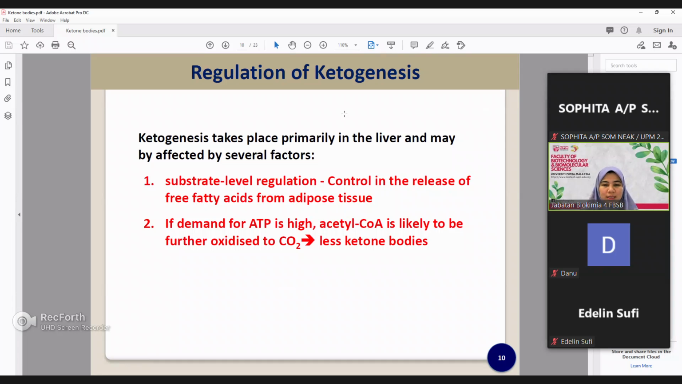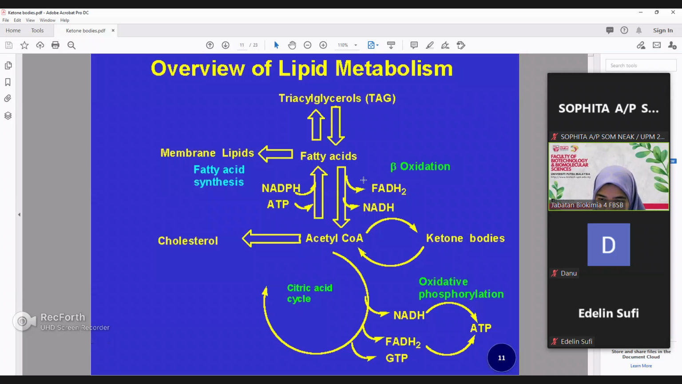Same goes for the ATP demand. If demand for ATP is high, acetyl-CoA is likely to be further oxidized to carbon dioxide. It depends on the demand for ATP. So kalau cells require more ATP, less ketone bodies will be produced, since acetyl-CoA is going to be further oxidized to carbon dioxide through the TCA cycle and the electron transport chain.